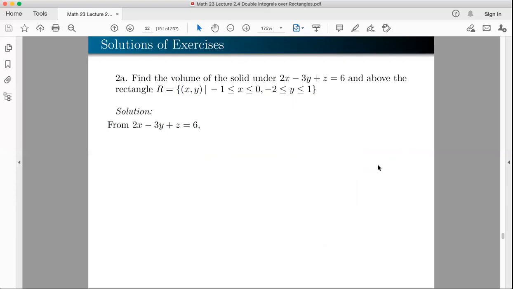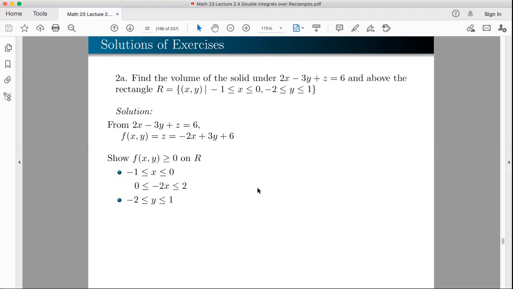So firstly, we have to establish that the function for the plane is indeed non-negative. Our f of xy is equal to z, and from the equation, z is equal to negative 2x plus 3y plus 6. For x, the bound is negative 1 to 0. If I get negative 2x, I have to multiply everything by negative 2, and the rule for multiplying by negative 2 is that the inequality changes directions. And then for the 3y, using this interval for y, we multiply by 3.